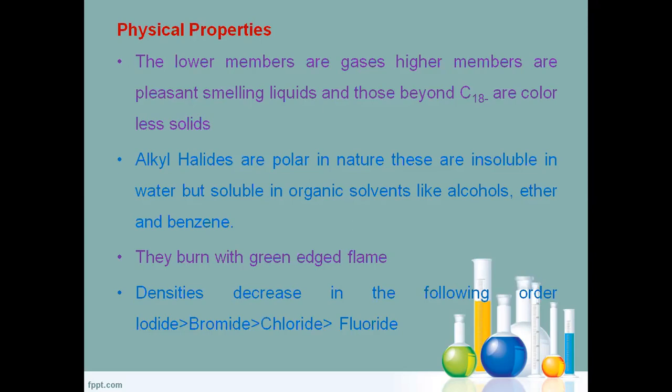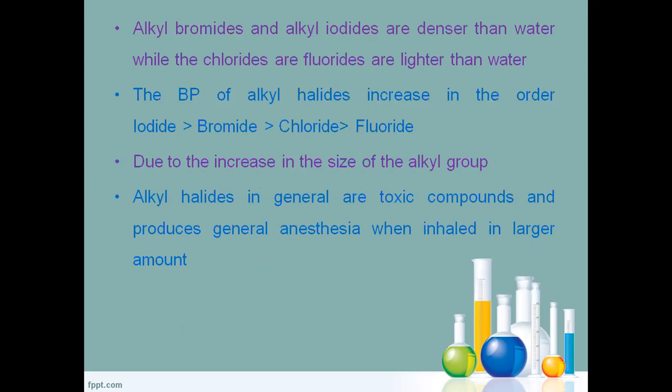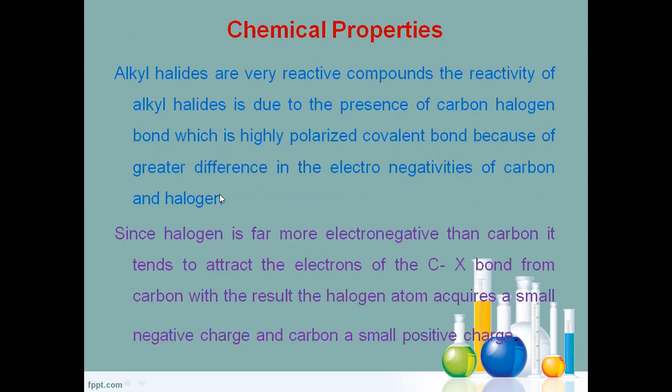The density decreases in the following order: iodide is greater than bromide, bromide is greater than chloride, and chloride is greater than fluoride. The boiling point also increases in the order of iodide greater than bromide, bromide greater than chloride, chloride greater than fluoride. Alkyl halides are toxic in nature. They are toxic compounds, and they produce general anesthesia when inhaled in large quantities.